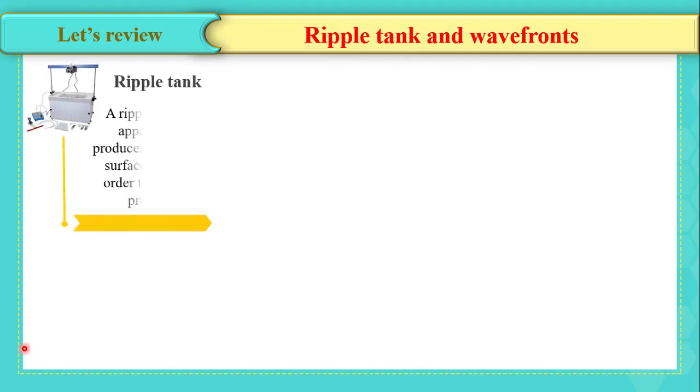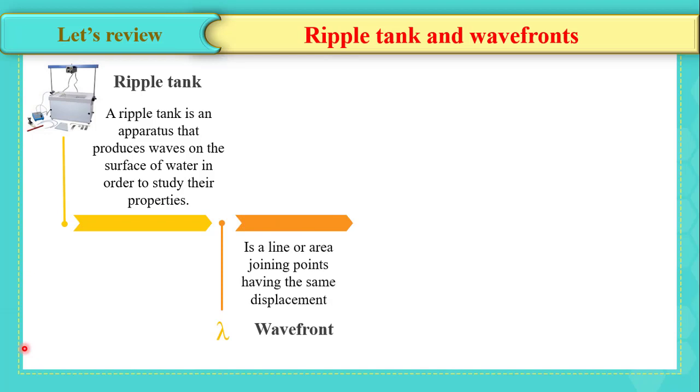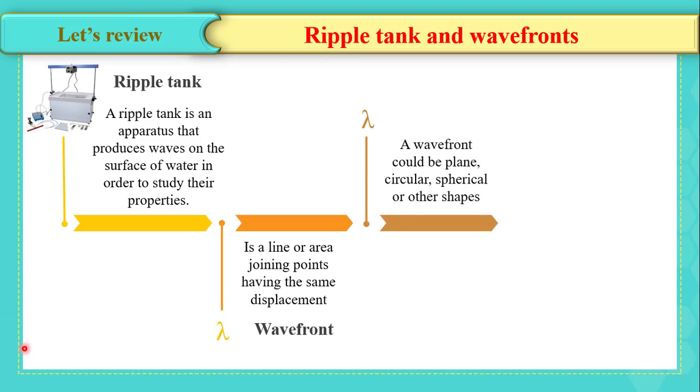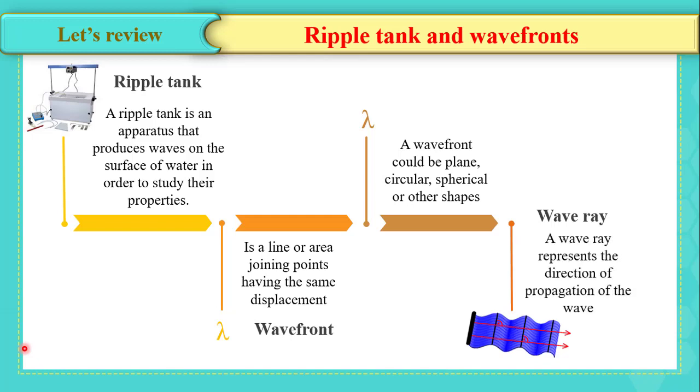A ripple tank is an apparatus that produces waves on the surface of water in order to study their properties. A wavefront is a line or area joining points having the same displacement. A wavefront could be plane, circular, spherical, or other shapes. A wave ray represents the direction of propagation of the wave, and it is always perpendicular to the wavefronts.